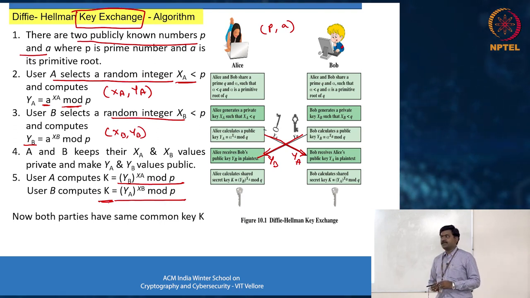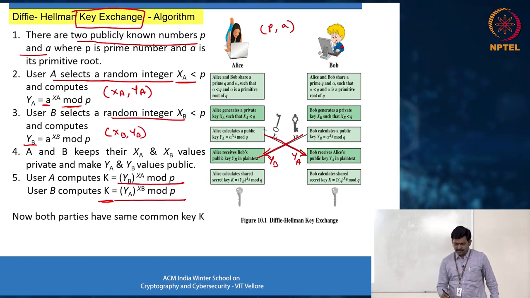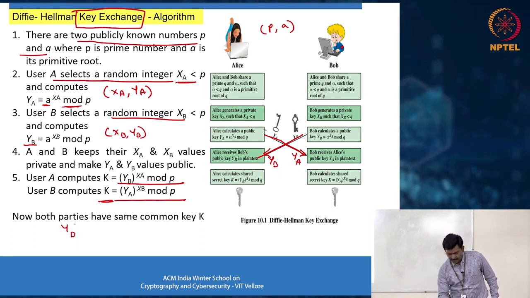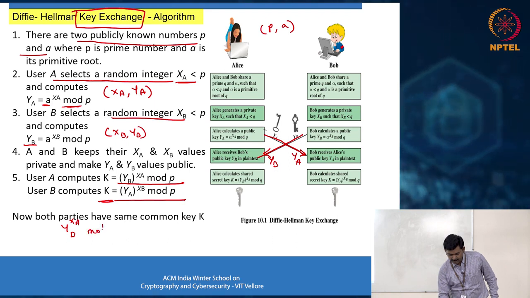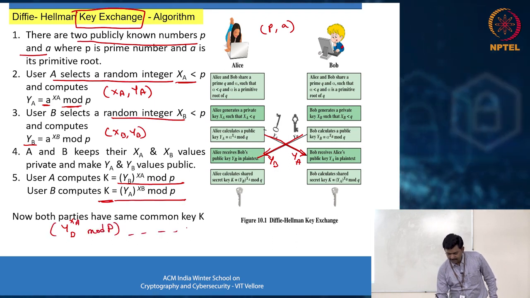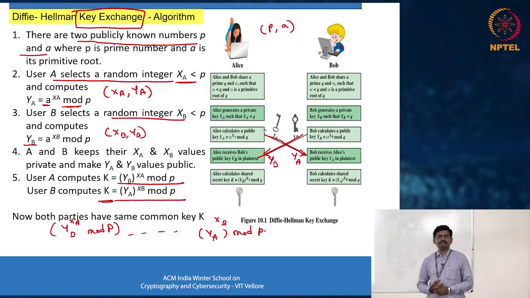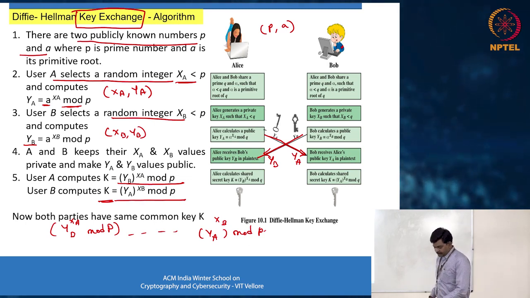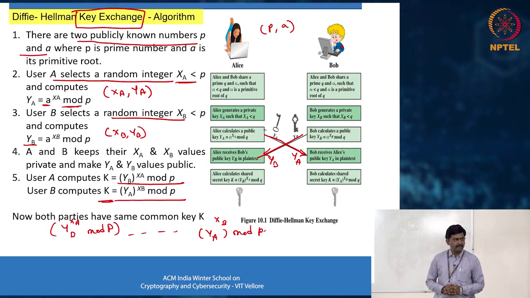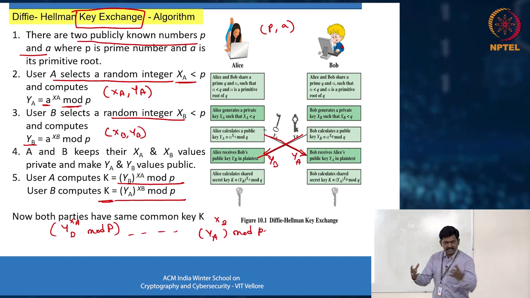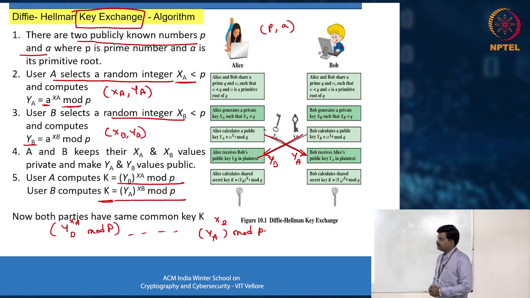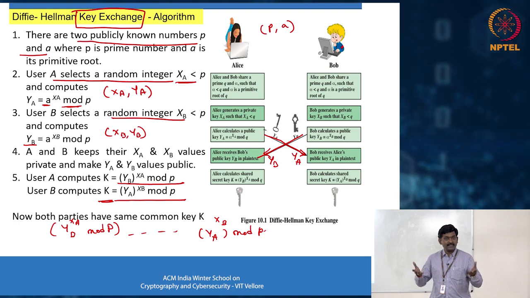How? The derivation part, please check, it is there in the William Stallings book. You take any one aspect: from yb power xa mod p, when you derive, what you get is ya power xb mod p. Both values would be the same. Now, when you look at the communication channel, does it have this common value K? Is K getting exchanged between Alice and Bob? No. In fact, the K value got derived.